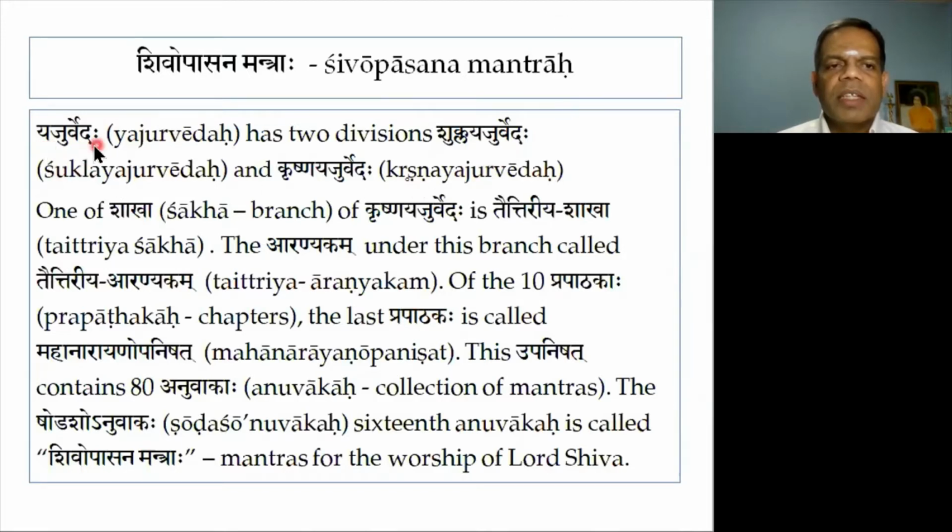So you can say Yajurveda, Shukla Yajurveda, Krishna Yajurveda. Shaka means a branch. So the Krishna Yajurveda has the Taittiriya Shaka, which is the most prevalent. And under this branch, the Aranyaka text is called Taittiriya Aranyakam. This Taittiriya Aranyakam has what are called Prapathaka. You can call them chapters. The Taittiriya Aranyaka has 10 chapters. And of these 10 chapters, the 10th, the last Prapathaka, is called Mahanarayanopanishad.